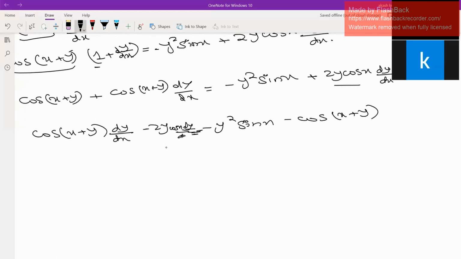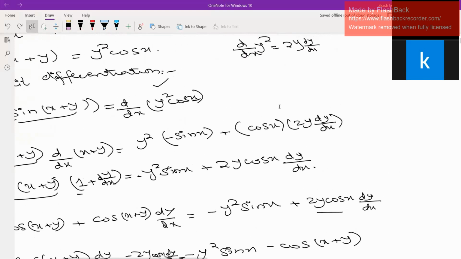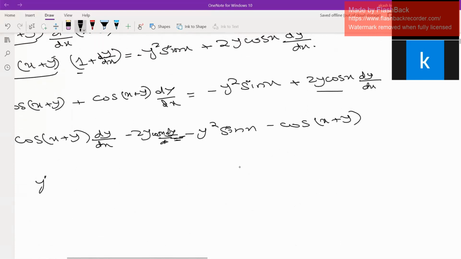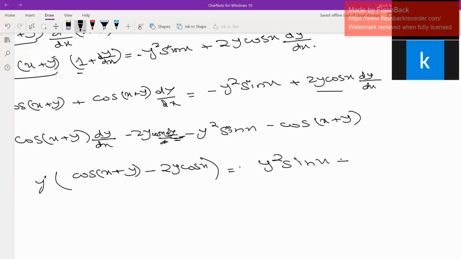Taking dy by dx common, can I write y dash instead of dy by dx? Yeah, there are various ways to write derivatives. Either we can write dy by dx or y dash or f dash of x. Okay. So y dash times cos of x plus y minus 2y cos x, we are taking y dash common, is equal to minus y square sine x and minus cos of x plus y. Oh, okay, it's the same one. Okay, never mind.